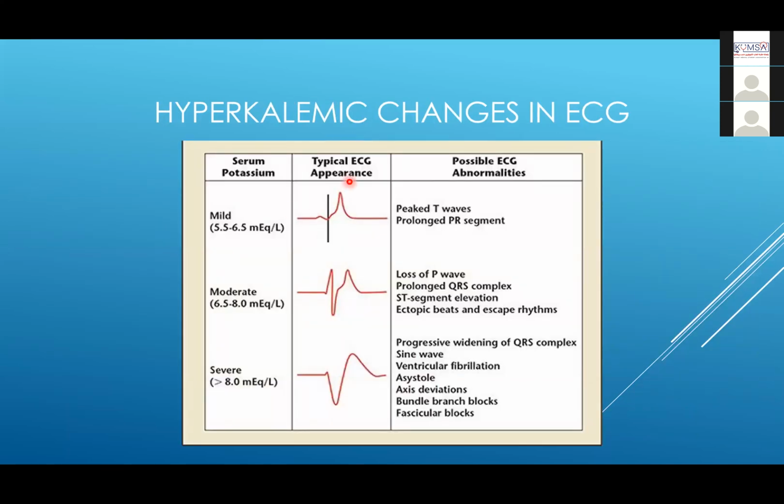We said peaked T waves, prolongation of the PR segment, loss of the P, prolongation of the QRS complex. I didn't see any ST elevation, but we have something called a sine wave. A sine wave is when the QRS and the T join together. If you remember in math, when you have your sine and cosine, that's your sine wave. And this is very dangerous. A patient can die if they have a potassium of 8.